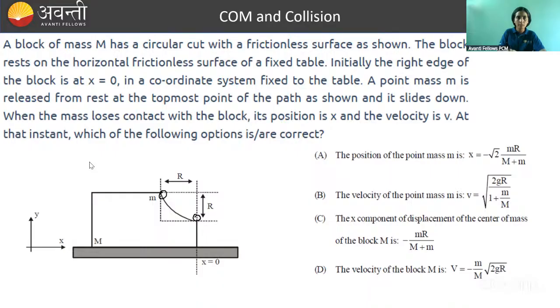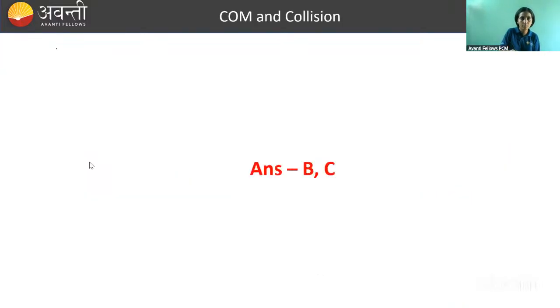What we are asked? So when the mass loses contact with the block, its position is given as x. ठीक है? Not at this point. यहाँ पे तो x0 दिख रहा है. At the point when this block will slide down, तब की बात कर रही हूँ. Which of the following is/are correct? Let's look at it.